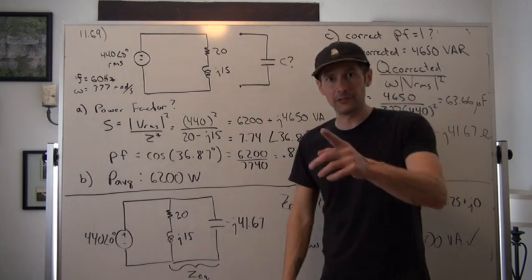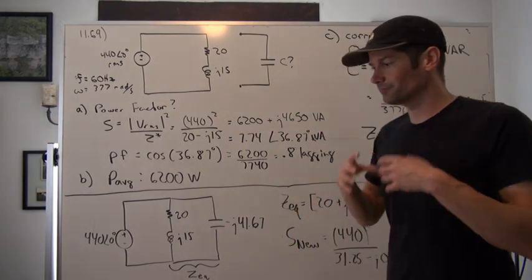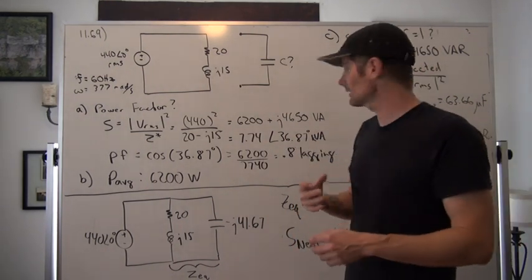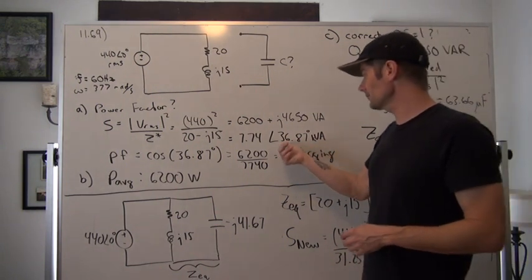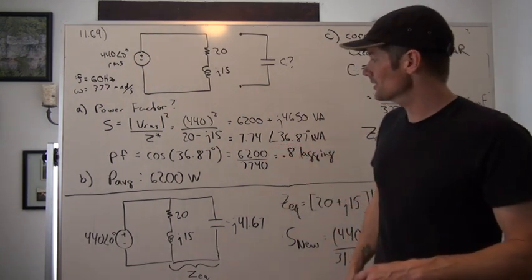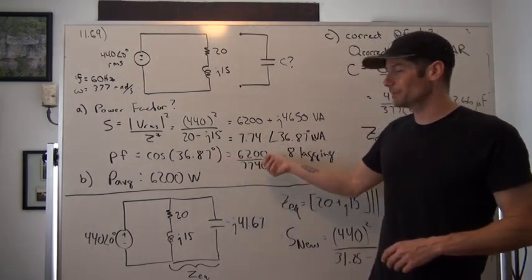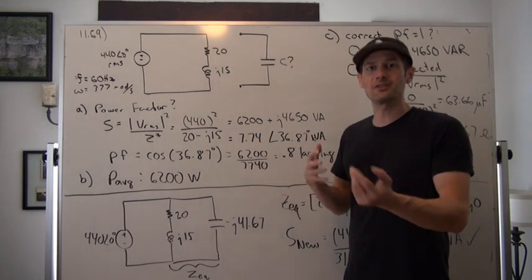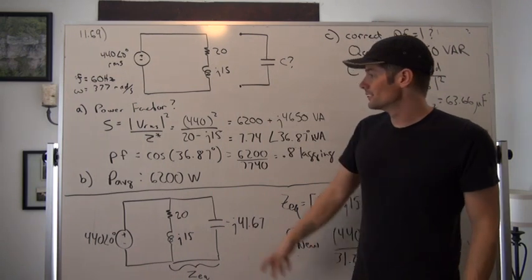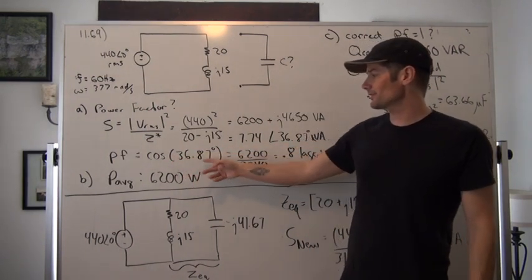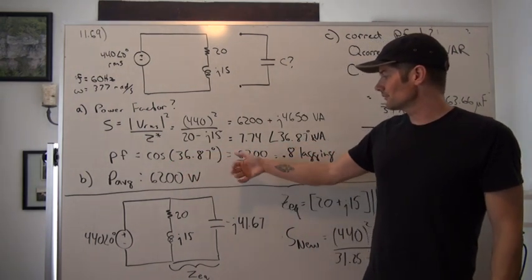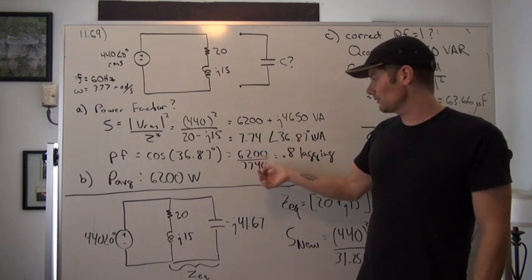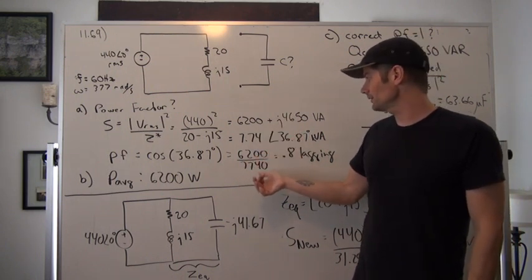So the power factor, if you remember, we can calculate one of two ways, just by taking the cosine of our phase angle of 36.87 degrees, or just taking the real power, or average power, divided by the apparent power, which is just the magnitude of the complex power. So cosine of 36.87 degrees is equal to, at the same time, 6,200 over 7740.